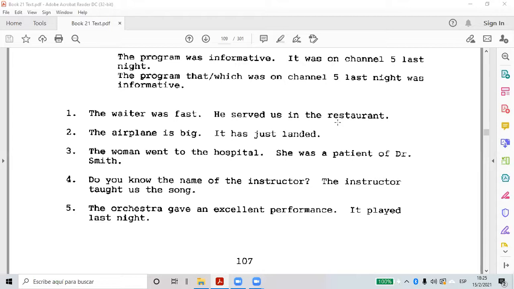The woman who or that went to the hospital was a patient of Dr. Smith. Ana Cateveke, number 4. Do you know the name of the instructor? The instructor taught us the song. Do you know the name of the instructor that taught us the song?